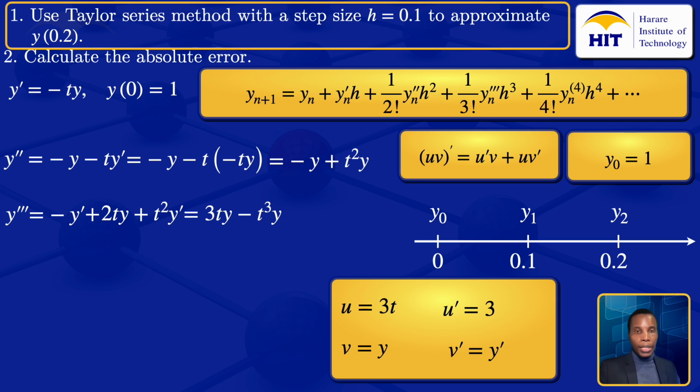So we plug it into the formula for our product rule, then we would have the fourth derivative equals 3y plus 3t times y prime. That's the first part. But we also need to look at this second part again.